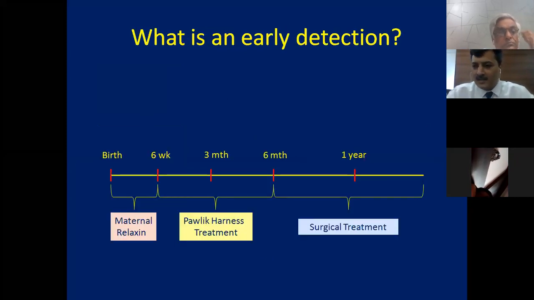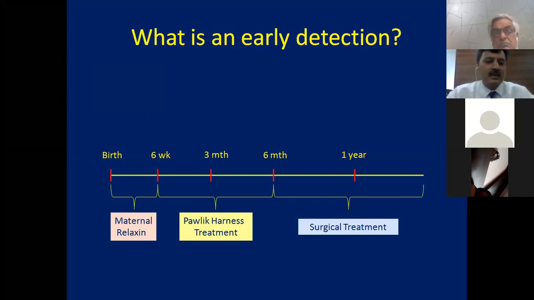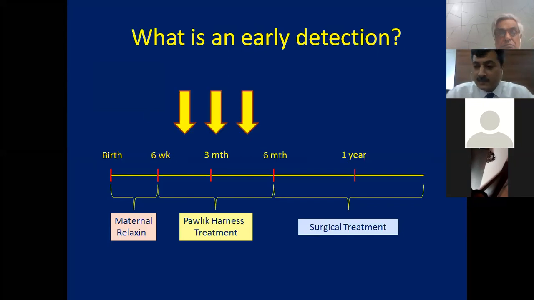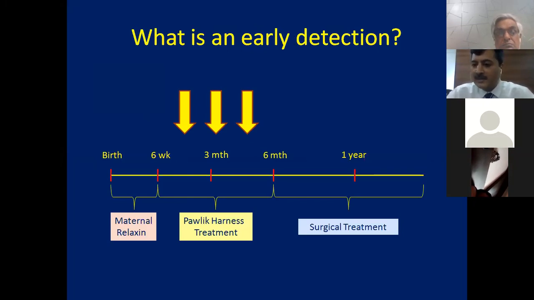Why is early detection important? That is very important, because for the first 6 weeks of life, there is the effect of maternal relaxin hormone, and the hip can move in and out a little bit. That is okay. But between 6 weeks and 6 months, if we find DDH, we can treat them without any operation. We can just treat them with a Pavlik harness. But when it comes beyond 6 months, that child needs surgical treatment.